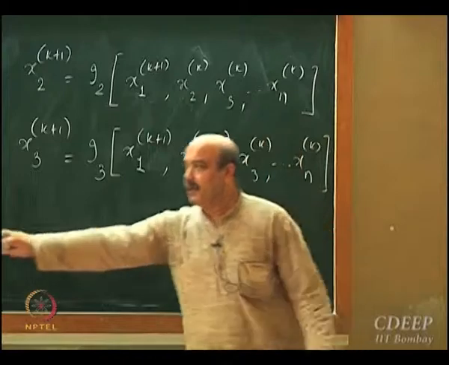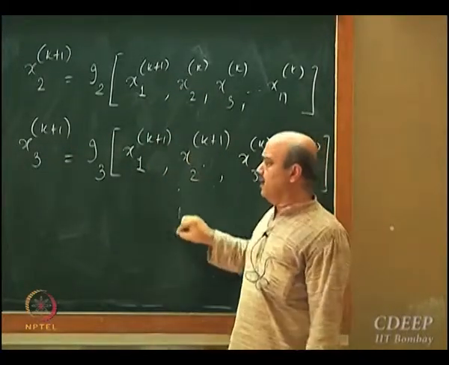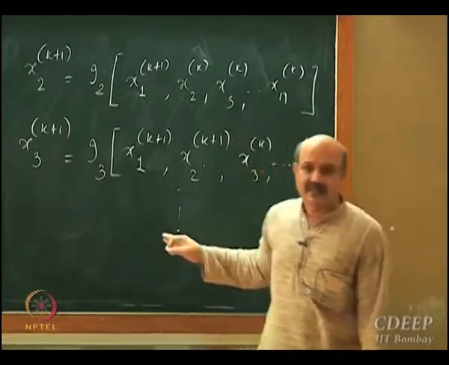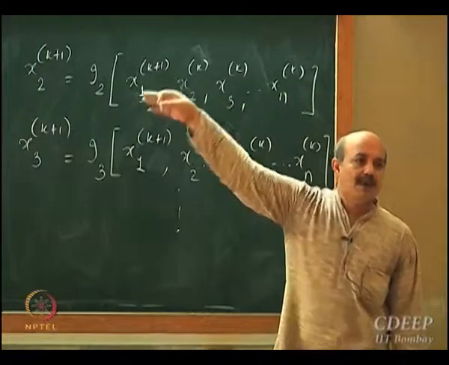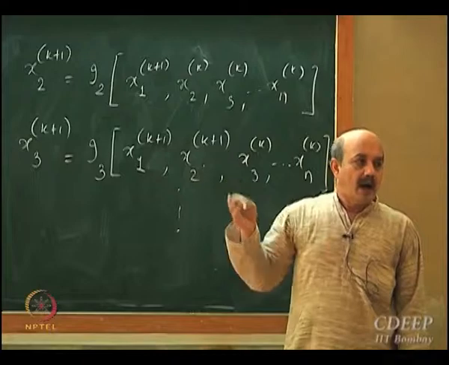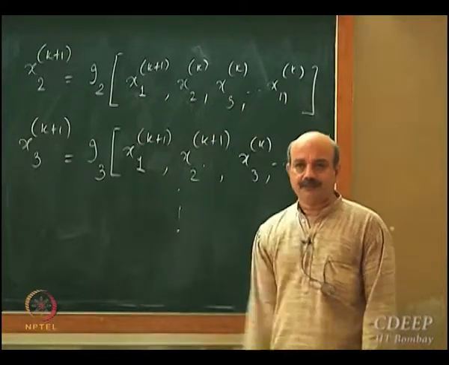This would be Gauss Seidel iteration, and I can write a generic form for this. For the ith case, you use new values up to i minus 1 and old values for i to n. So you can write a generic form for this.